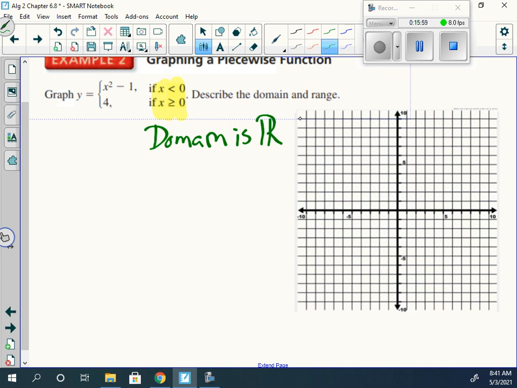Now, the range is going to be a little bit easier to see if we graph this, if we look at the graph of it. Now, the bottom one, if x is greater than or equal to 0.